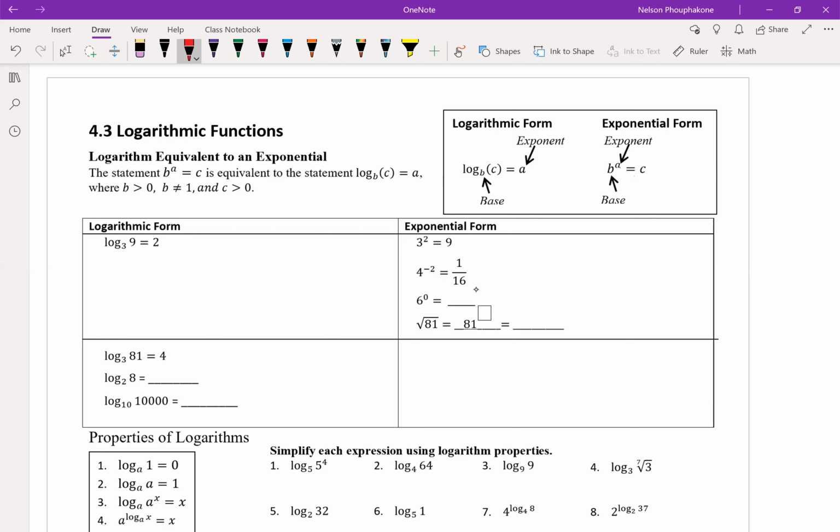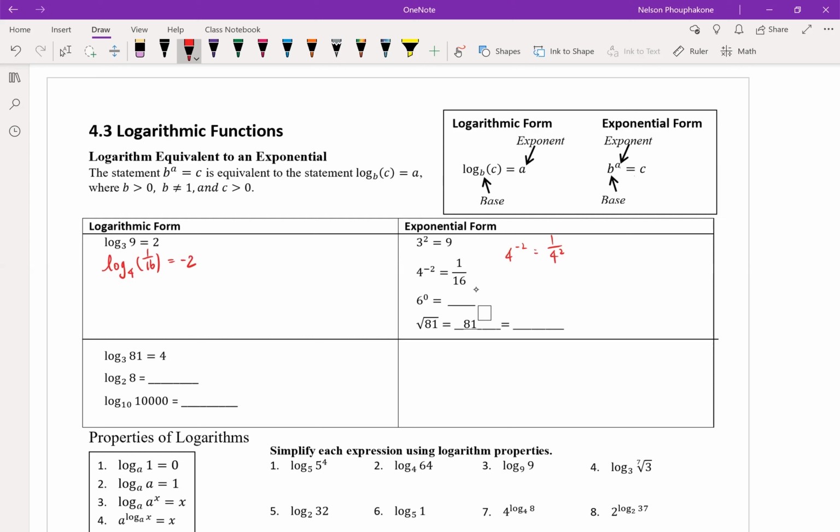And then if you know that 4 to the negative 2 is equal to 1/16, again, remember 4 to the negative 2 is equal to 1 over 4 squared, the negative exponent. That's why it is equal to 1/16. So in this case, I would like to write log base 4 of the answer 1/16 is equal to the exponent negative 2.